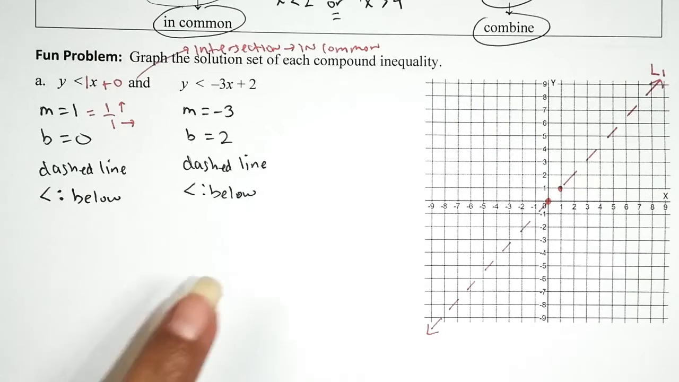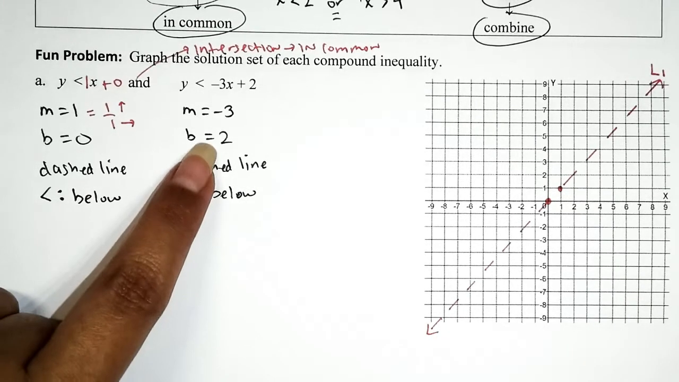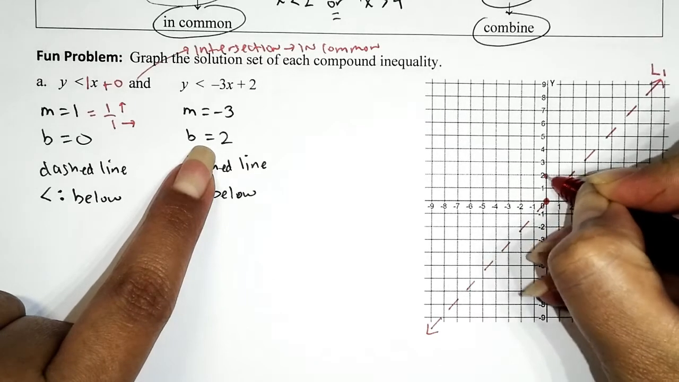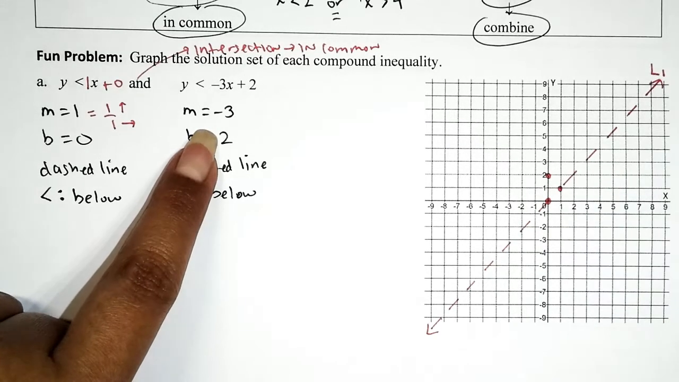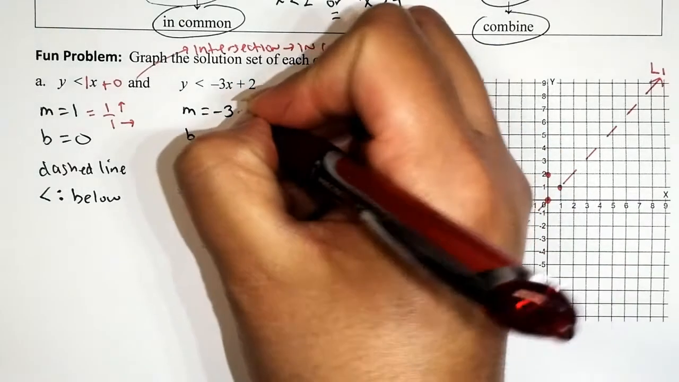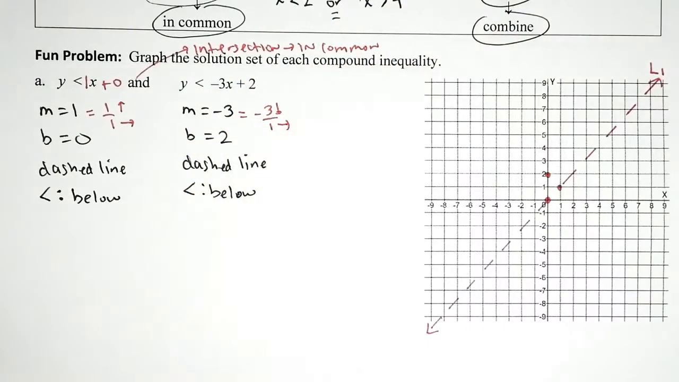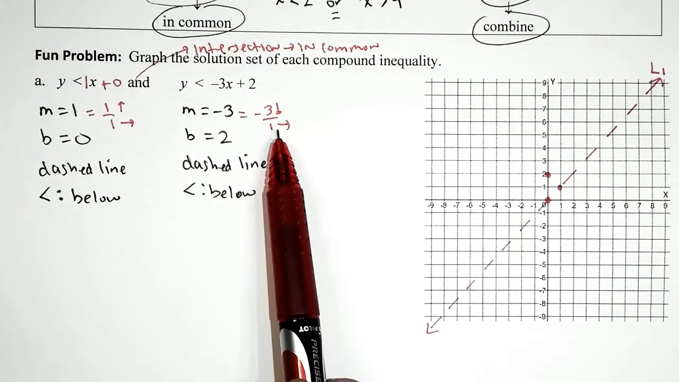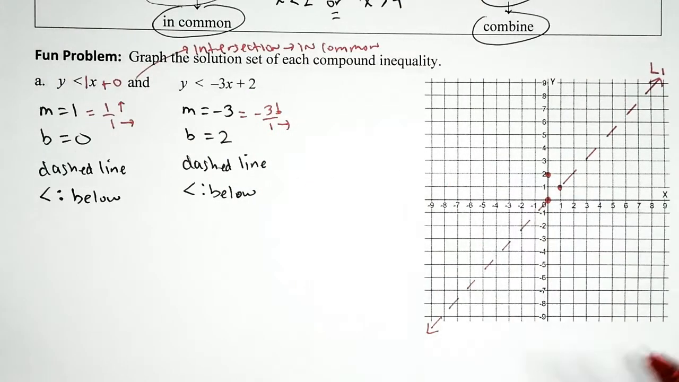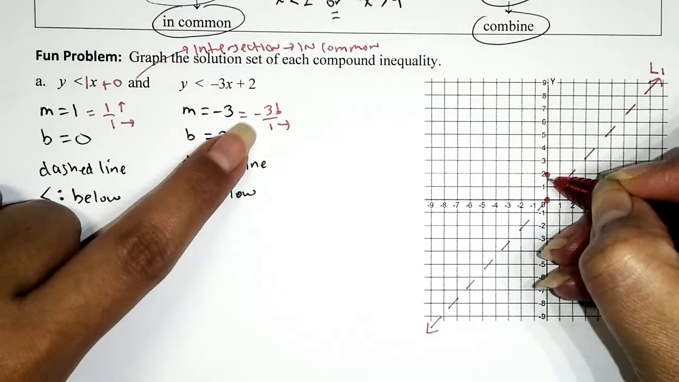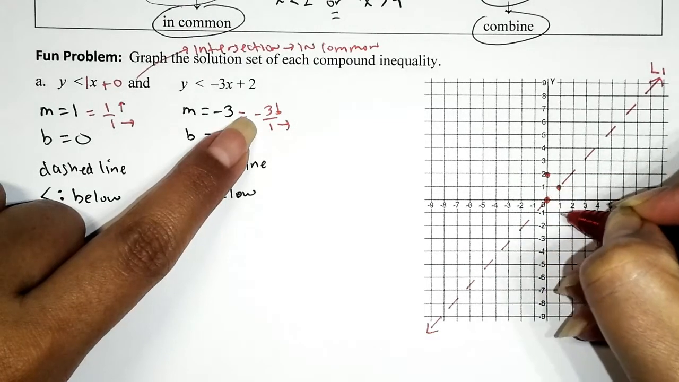So the second inequality. The y-intercept is at 2. Let's go ahead and locate 2 on the y-axis. The slope is -3. If you choose to write it as a fraction, it's going to be -3 over 1. So in this case, the rise is -3 and the run is +1. So we're going to go down 3, 1 to the right. So from our y-intercept at 2, we apply the slope, down 3, 1, 2, 3 over 1.